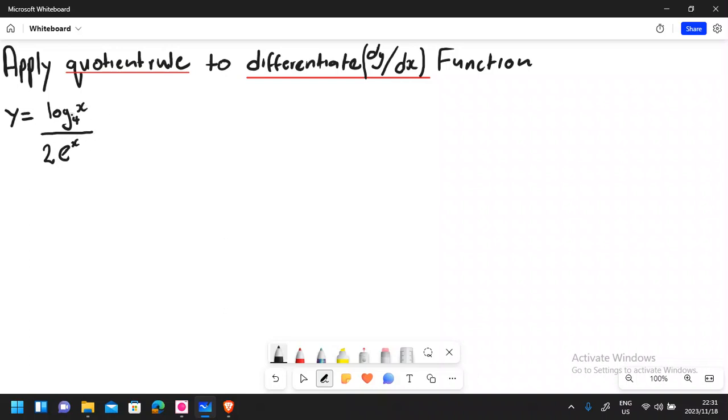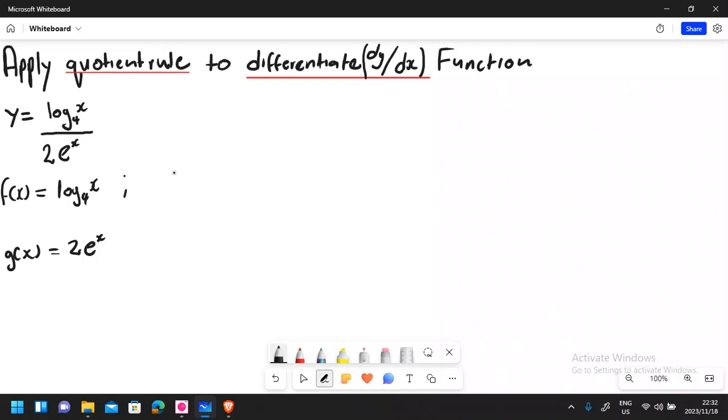Alright guys, let's start to do this problem here. Now this one is straightforward. Remember, the numerator is f of x and the denominator is g of x. So if you are able to identify that, you are done. Your f of x here is going to be the numerator, which is log base 4 of x, and then your denominator is going to be g of x, which is 2e to the power of x. Now we need to find the derivative of these two functions here.